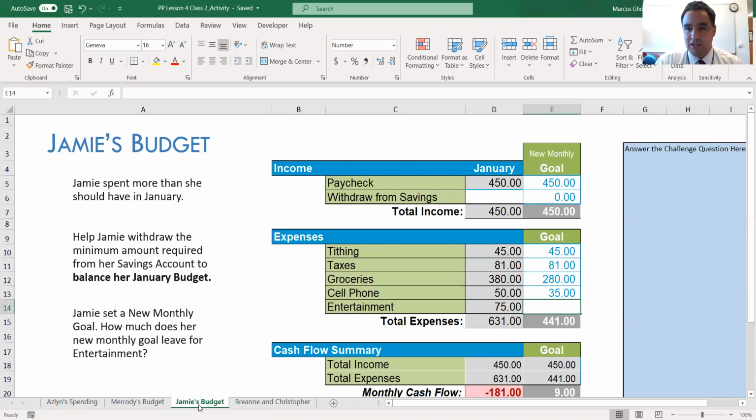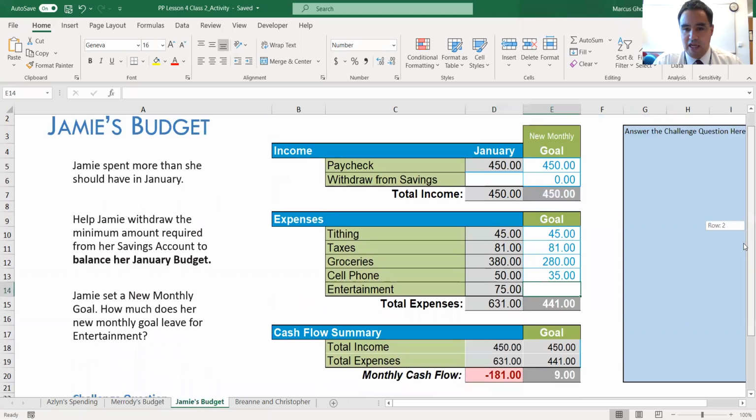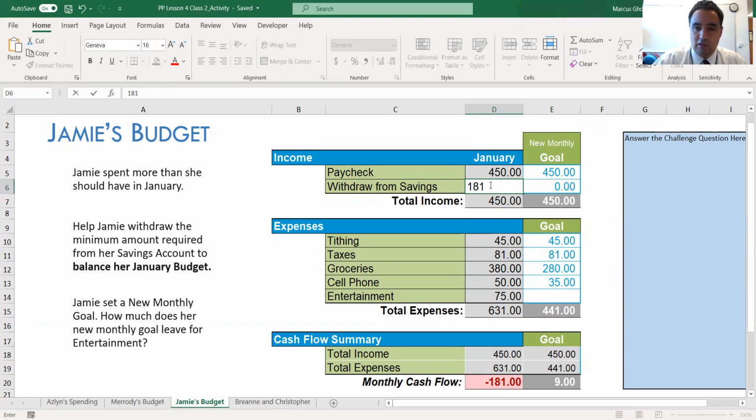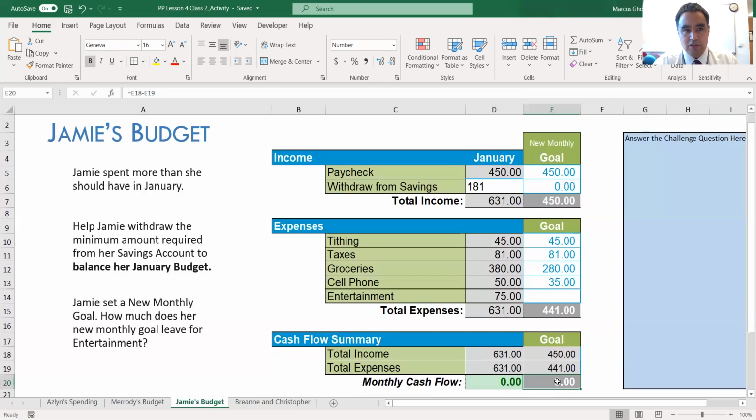Okay, let's look at Jamie's budget. The first thing Jamie does is, in January, she's working on things and she has a monthly cash flow of negative $181. But she needs that to be at least zero. So you can pull that out from her savings, and that brings her monthly cash flow down to zero. And now let's set some new goals for her. According to this, as it's set up, she has a monthly cash flow of $9 that she can put to entertainment if she keeps everything constant. But $9 for entertainment is not very much.